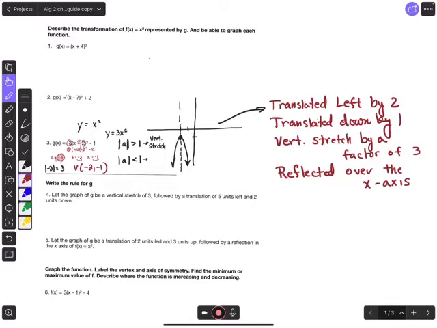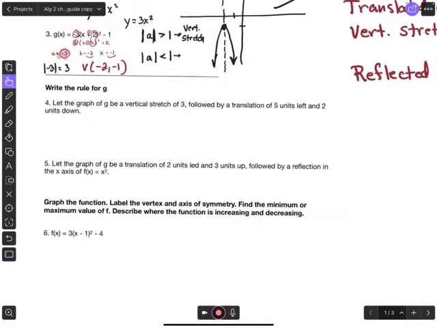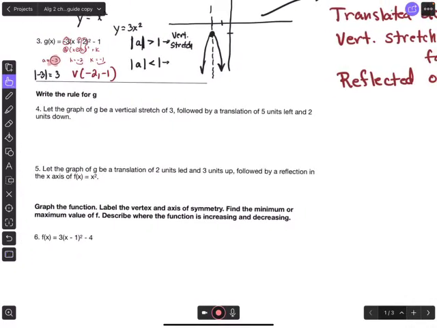Let's look at problem number 4. And 4 plays off of number 3 to kind of give you a heads up. We want to write a new function. It has to be a vertical stretch of 3. So we just saw how to stretch something by 3, followed by a translation of 5 units left and 2 units down.